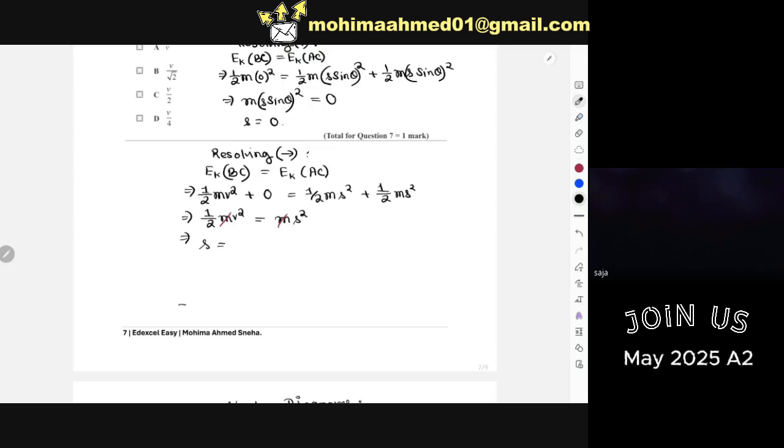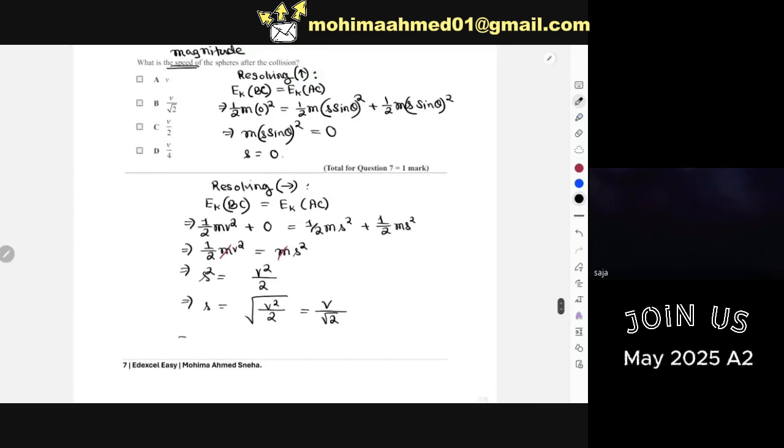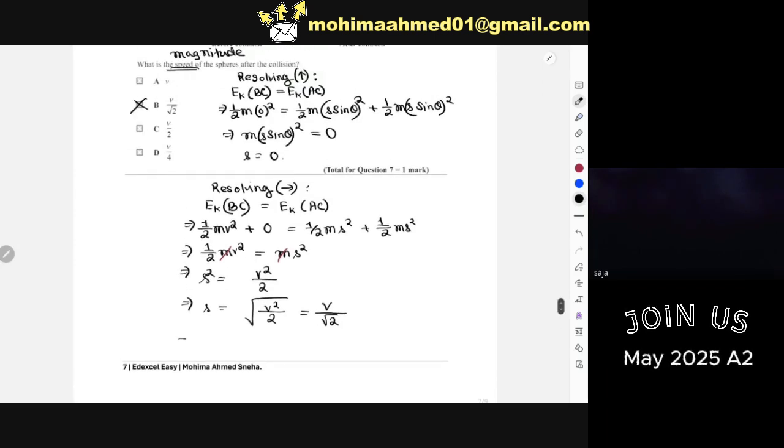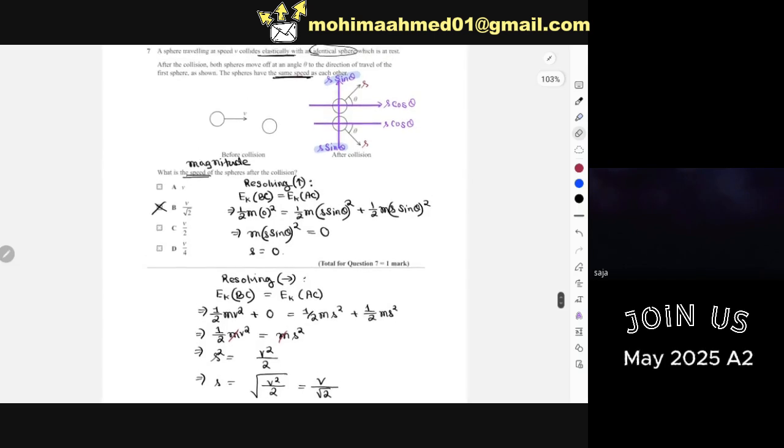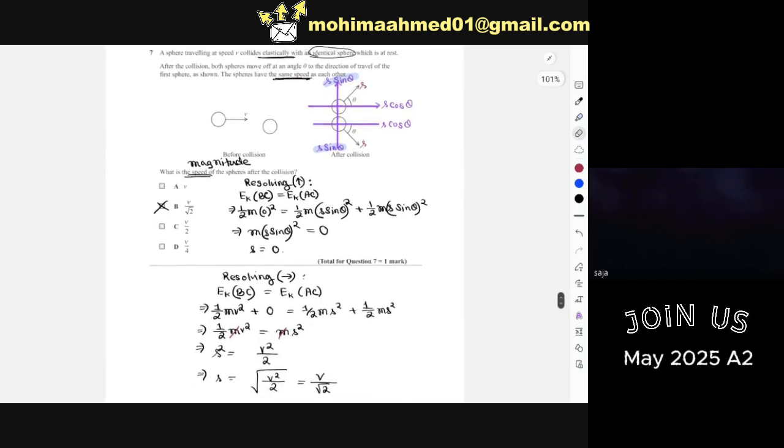I'll invert the equation, so you have s square equals v square over 2. Taking the square from the left-hand side to the right-hand side, it's going to be the root of everything. So v square under a root turns out to be v divided by root 2. This is exactly your option B. That is your correct answer. If I zoom out, this is how the entire maths looks.